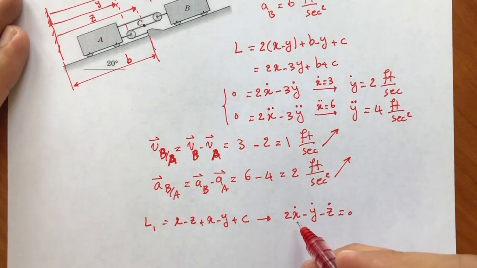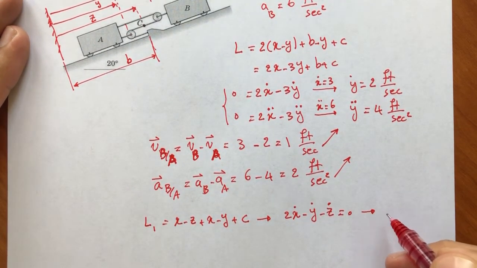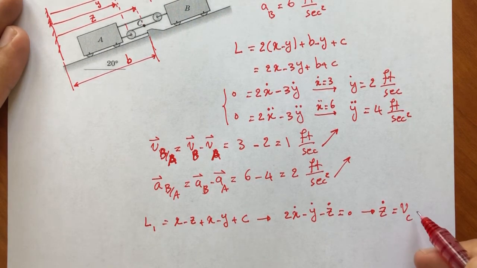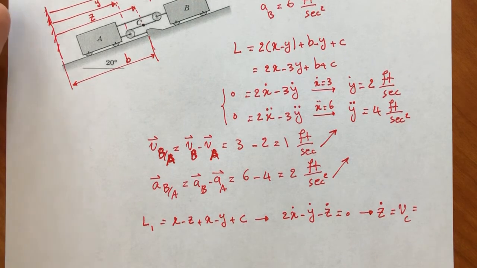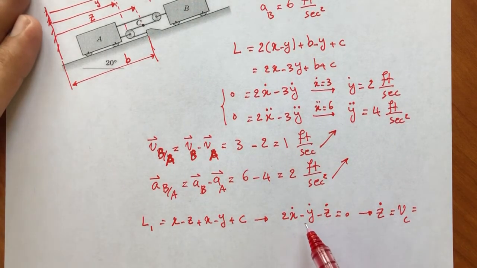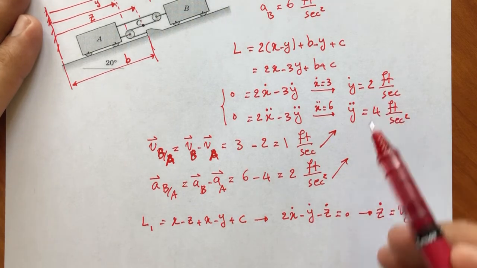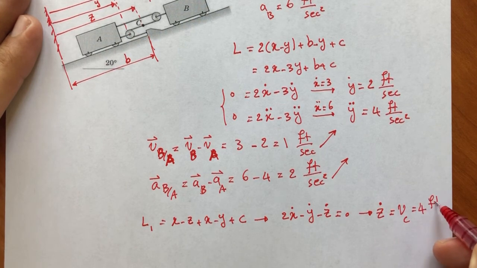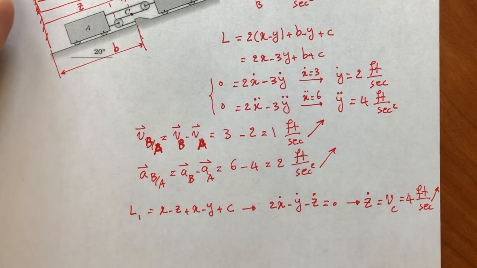So if I put the numbers for x dot and y dot, I'm gonna be able to find z dot, which is the velocity of point C, and it's gonna be equal to 2 times 3 minus y dot, which is 2. So 6 minus 2 is going to be 4 foot per second. The direction is going to be along that incline again.